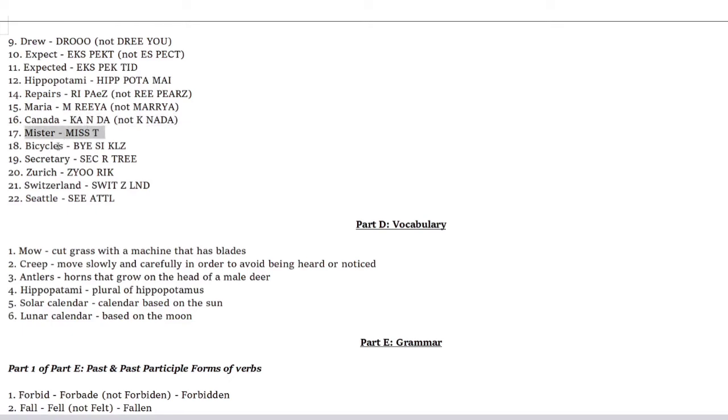Bicycles. Don't forget the Z at the end. Bicycles. 19. Secretary. Secretary. 20. Zurich. 21. Switzerland. Switzerland. And 22. Seattle. Seattle.